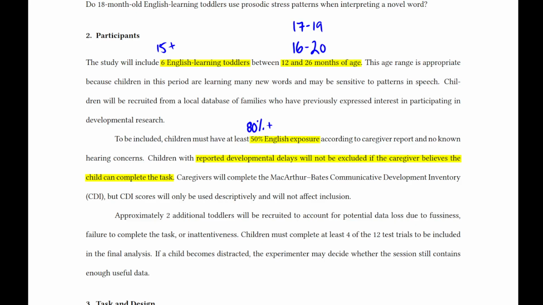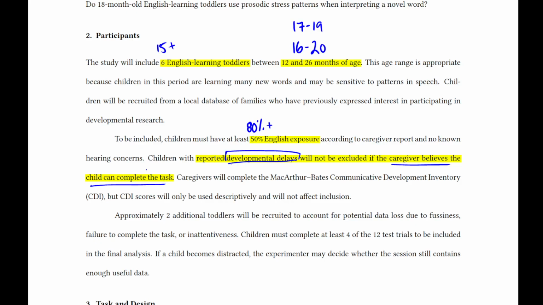Children with reported developmental delays will not be excluded if the caregiver believes the child can complete the task. Okay, if we have developmental delays, this means that if we're testing 18-month-olds, they might not be at that stage yet. They might still be behaving as a child with 6 months of development, 10 months. So this is not ideal. And we're also saying if the caregiver believes the child can complete the task. Okay, the caregiver should not be determining whether or not the child is eligible for the experiment. That should be the researcher's job. So the researcher should have some sort of test beforehand if a parent is unsure if the child can participate in order to check whether or not they pass criteria.